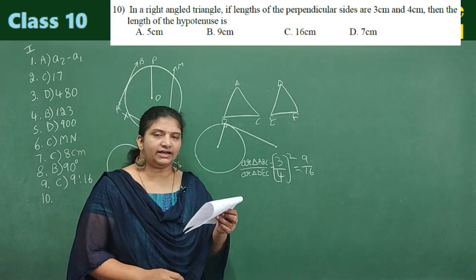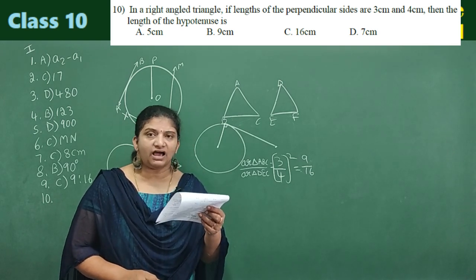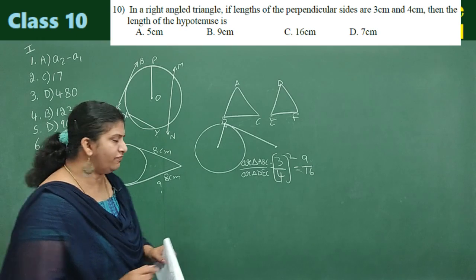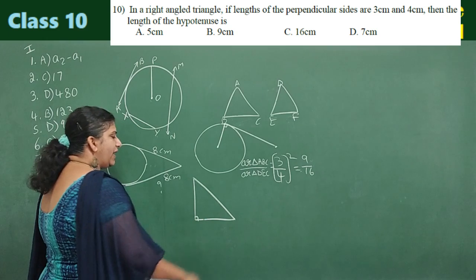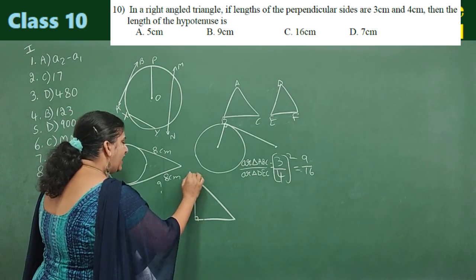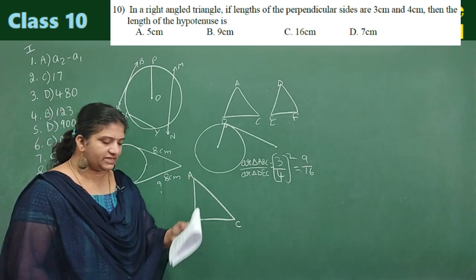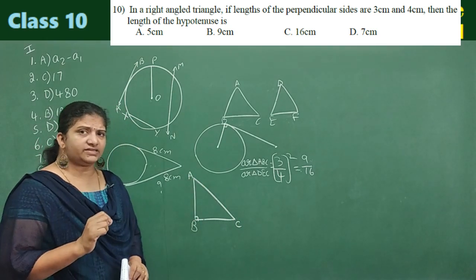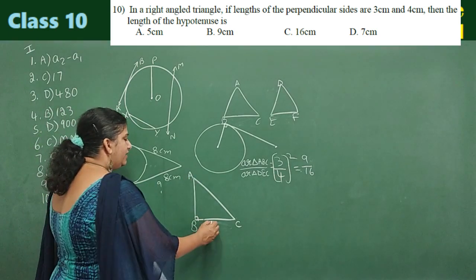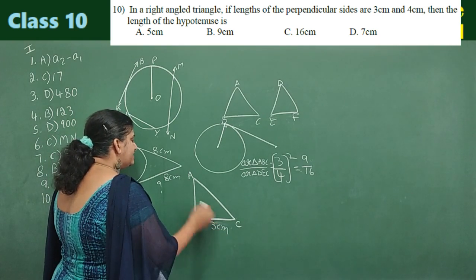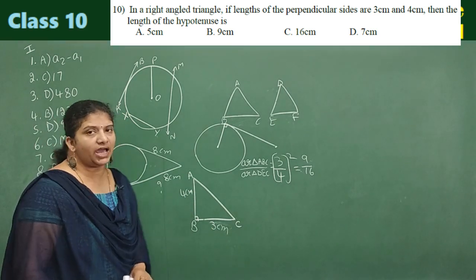10th one, in a right angled triangle, if the lengths of the perpendicular sides are 3 centimeter and 4 centimeter. Let me take a right angled triangle ABC. AB is perpendicular to BC. The perpendicular sides, AB and BC, are given as 3 centimeters and 4 centimeters. Then the length of the hypotenuse.